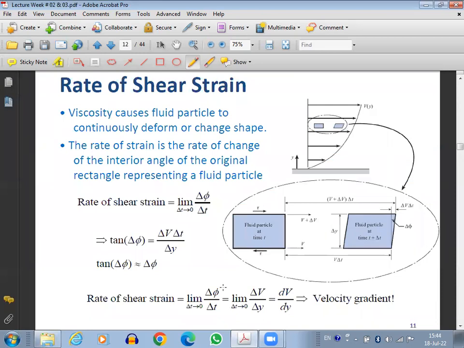Okay, so now let's talk about a little concept of viscosity. Now we are going to build our concept so that we learn the real concept of fluid viscosity. Before talking about the engineering concepts of viscosity, it's important to understand things physically. So what does viscosity mean? Viscosity means how thick something is.